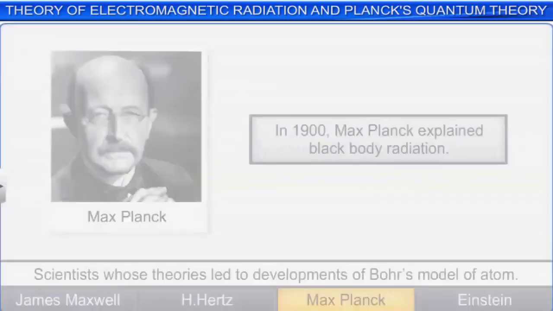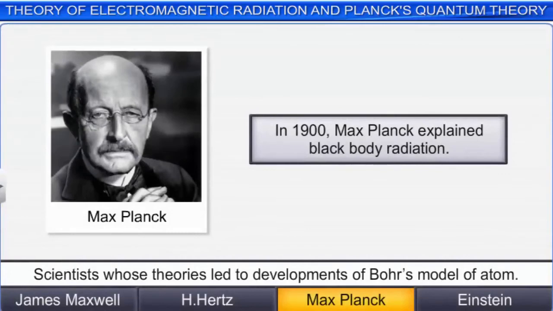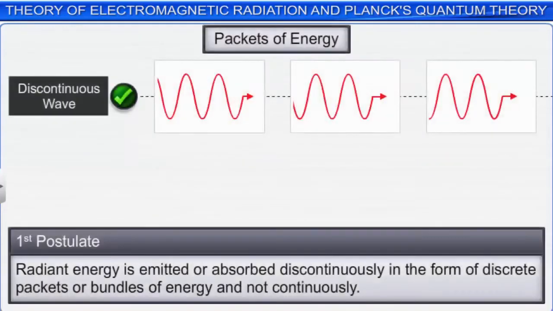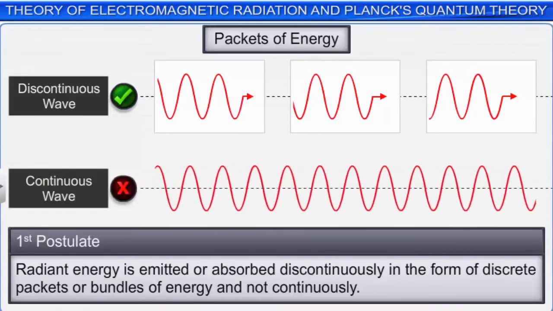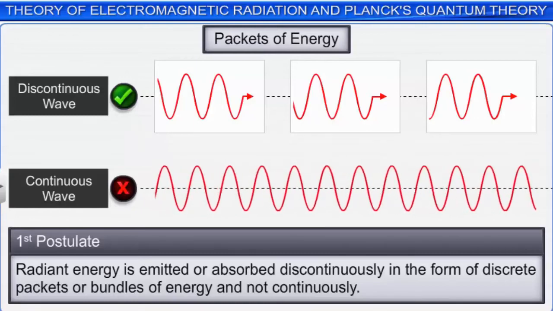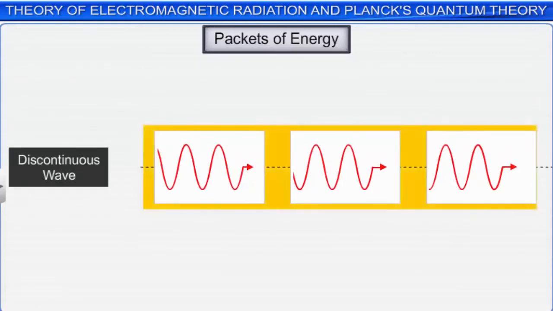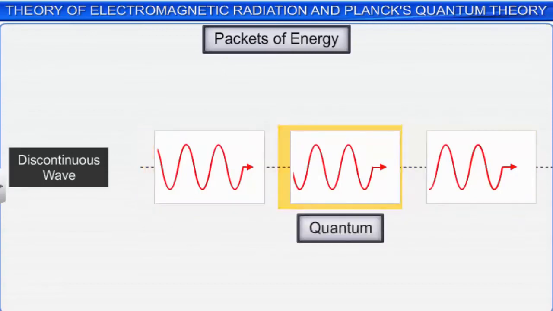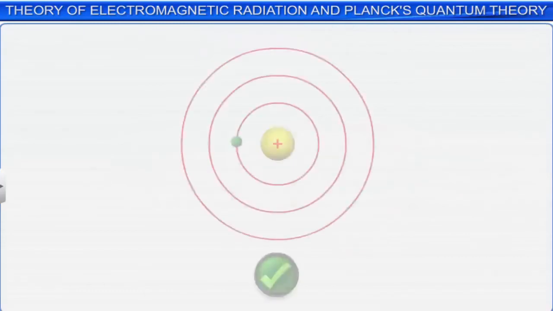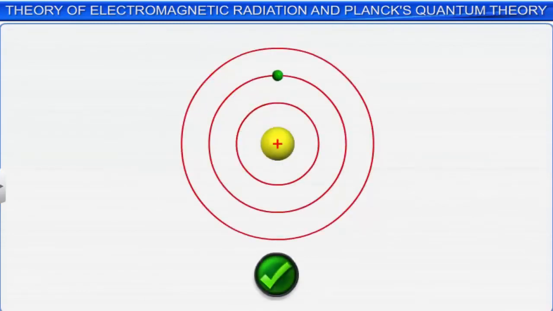To account for these experimental observations, Max Planck in 1900 proposed that radiant energy is emitted or absorbed discontinuously in the form of discrete packets or bundles of energy and not continuously. This is the first postulate of Planck's theory. Further, Planck called these discrete quantities or packets as quanta. Quantum is the smallest quantity of energy absorbed or emitted in the form of electromagnetic radiation. This means that the light radiations absorbed or emitted by atoms or molecules comprise a stream of quanta, but not continuous waves as shown.